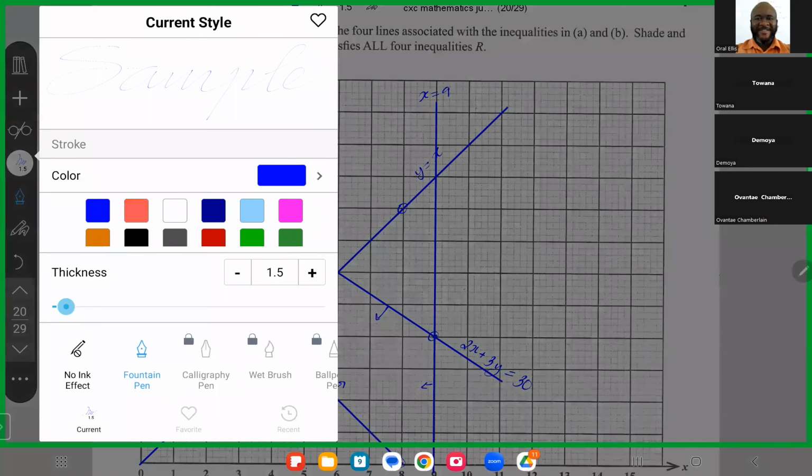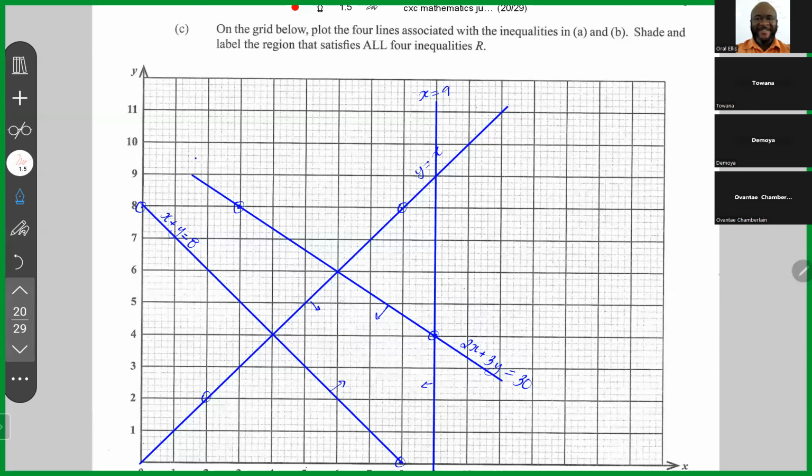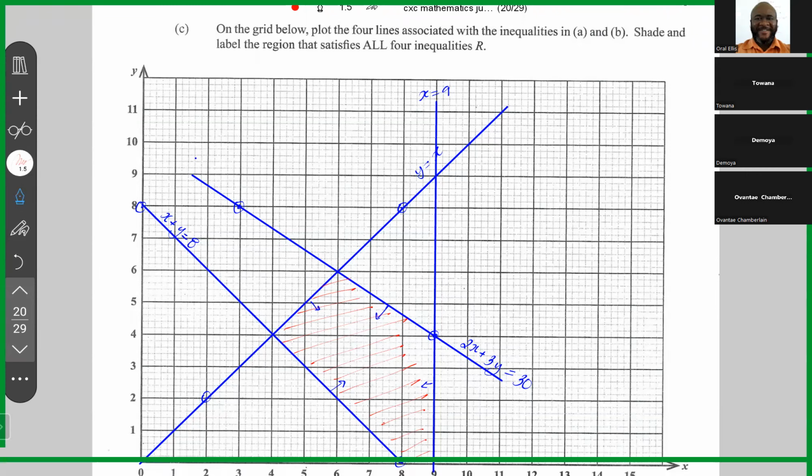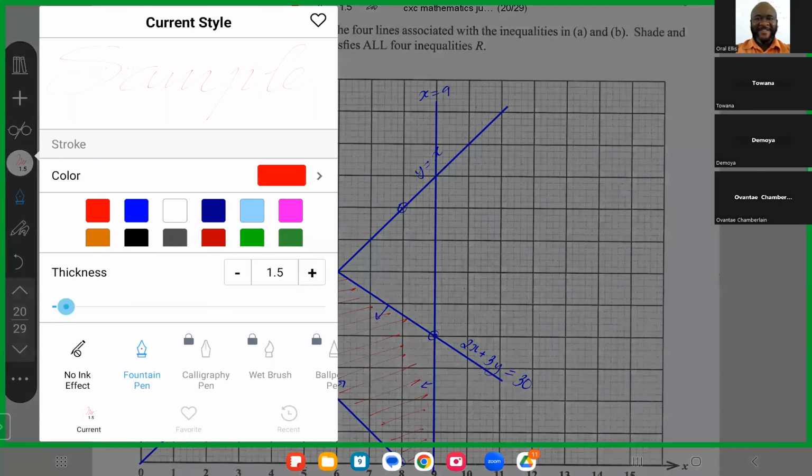Changing up our color, this region here appears to be my common region. This region satisfies all of my inequalities. All right, we're told to label the region R. So this region, we're going to label it R.